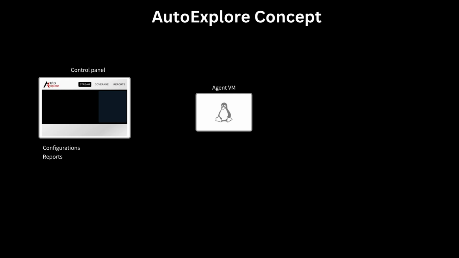AutoExplore is a SaaS application. It contains two main parts, Control Panel and Agent VM. Control Panel is where you get access to this tool. It has a web UI where you can do configurations, go through the found issues and check the agent coverage. Agent VM is the machine that executes the actual testing activities. The configurations done in the Control Panel get pulled into the Agent VM, and Agent VM reports the findings back to Control Panel.